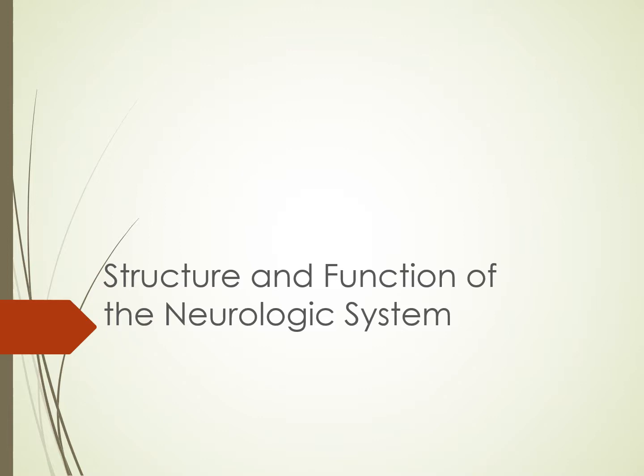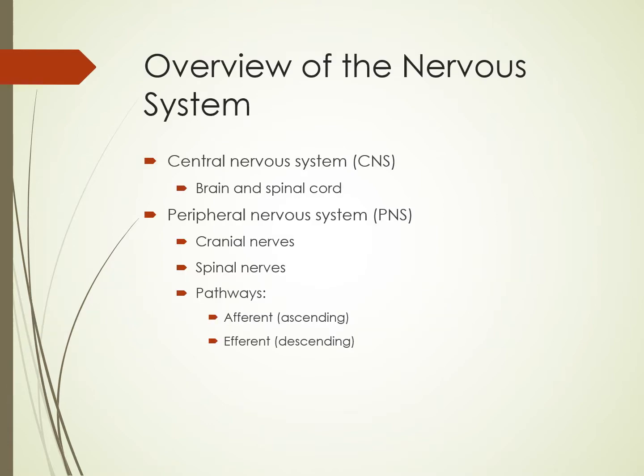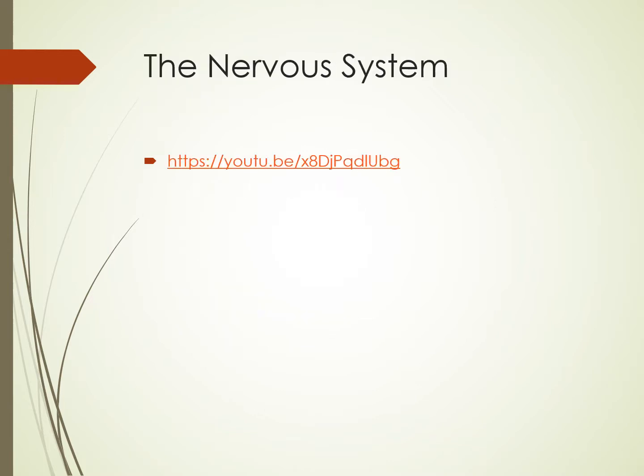Structure and function of the neurologic system. And you know most of this from your days in anatomy when you were getting your nursing degrees. It's separated into two nervous systems: the central nervous system that includes the brain and spinal cord, and the peripheral nervous system that includes the cranial nerves, spinal nerves, and the pathways. Afferent or ascending pathways, and efferent or descending pathways.